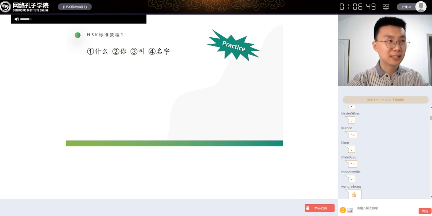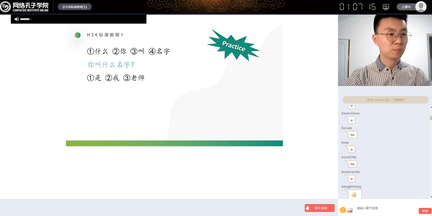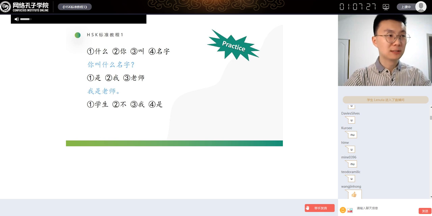Let's put the words into a sentence. I split the sentence into different parts. Can you tell me the right order of this? For example, like the first one, 什么你叫名字. You can type 汉字. You can also type the numbers. It's 你叫什么名字. Very good. 你叫什么名字。好，let's do it. This one very easy. 很好。我是老师，very good. 我是老师。Okay, this one.